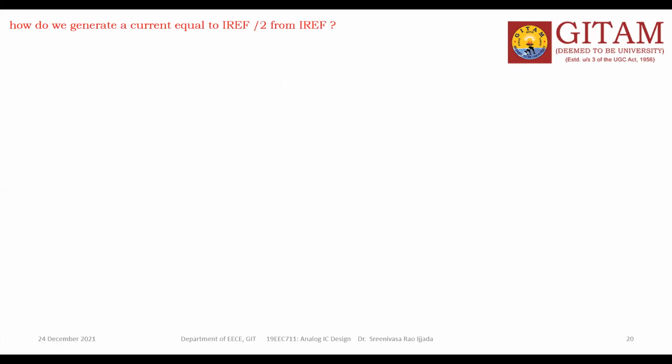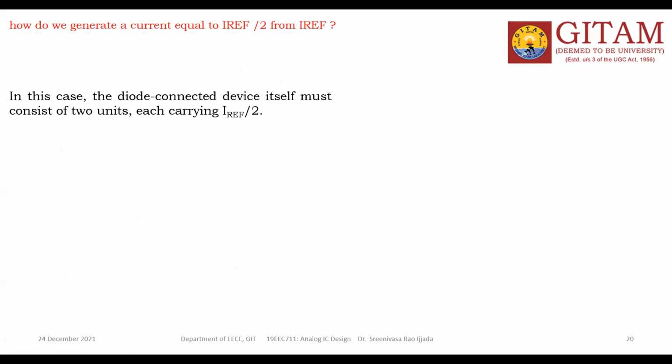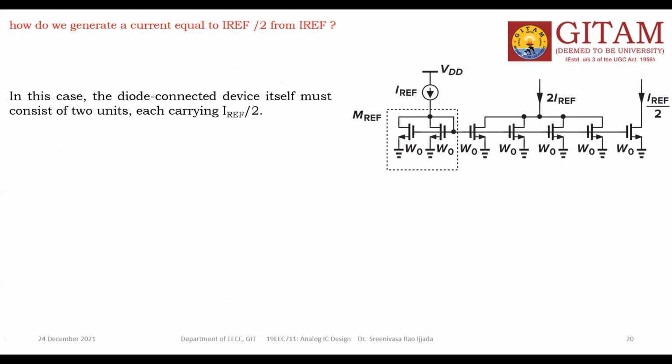How do we generate the current equal to I reference by 2 from the I reference? Earlier it was double, now it is half. How to generate it? In this case, the diode connected device itself must consist of two units, each carrying half of the I reference. This is the I reference current, with 2 units of transistors used here. This is I reference by 2, copied to this one. So I reference by 2, I reference by 2, I reference by 4.